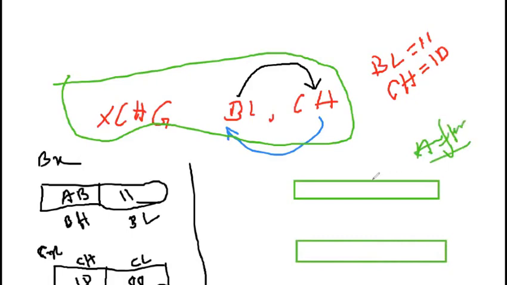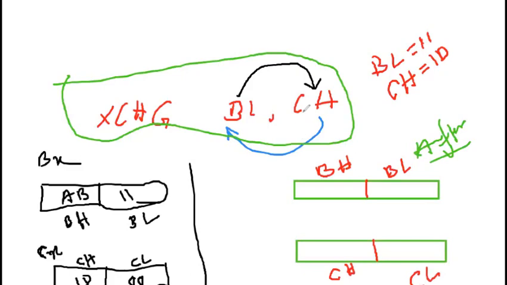After execution, we know that we have two parts for the BX and CX. So this is our BH, and this is BL. And this is our CH, and this is our CL.